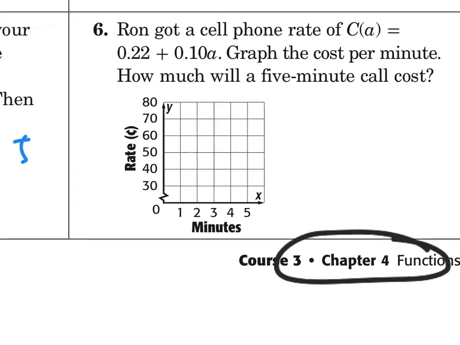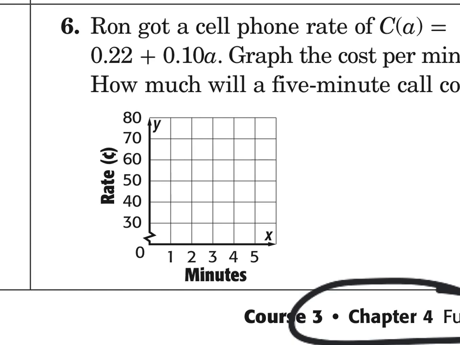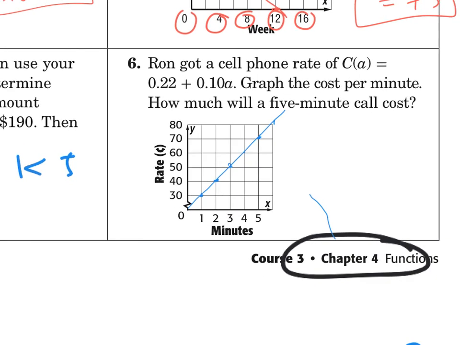And now we want to go back and plot this. So at 1 minute, we were at 32 cents right there. At 2 minutes, we were at 42 cents. At 3 minutes, we're at 52 cents, 62, 72, right? 82. So this is our graph. And they want to know how much it's going to cost on a 5-minute call, which is right there at 72 cents. And that's it.